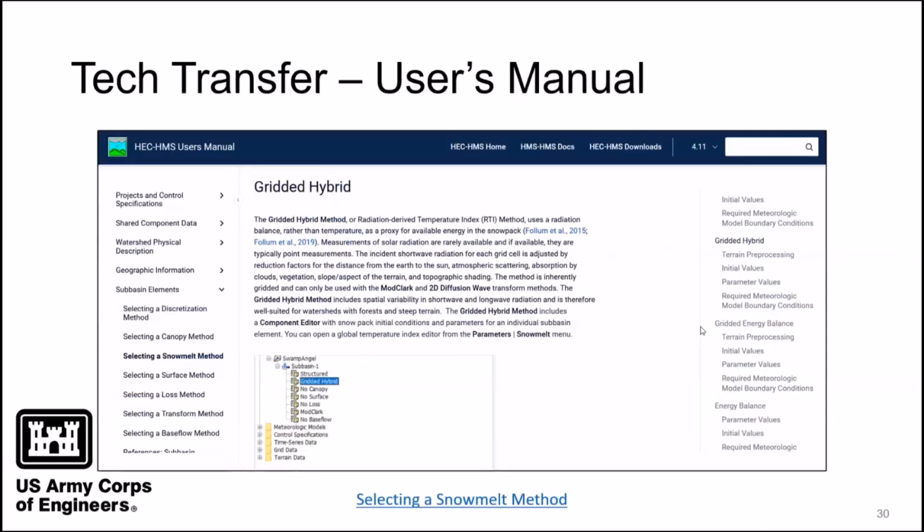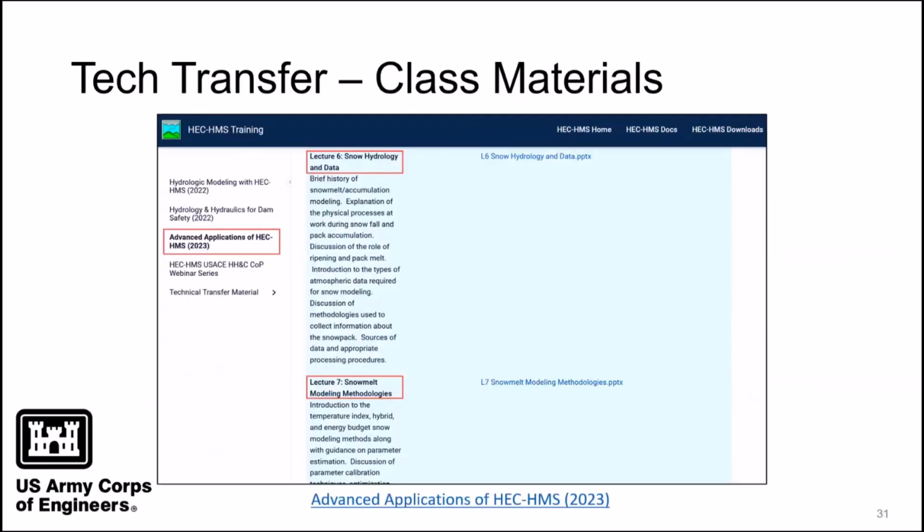We've also updated the user's manual, so there's now information on required meteorologic model components and parameterization. And we've also provided links to relevant journal and other papers for additional technical information. We just taught the advanced HMS prospect class last week for the first time in, I think, 4 years. And so the snowmelt modeling lectures were updated to reflect all the new models that are now available in 4.11.